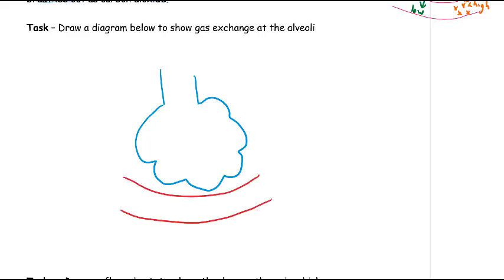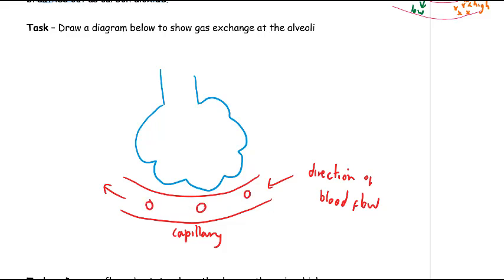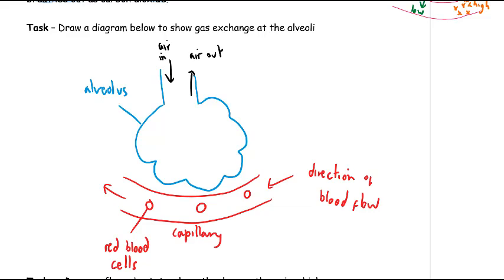Now then, you've got a little diagram. So let's draw this. So that can be the direction of blood flow. This is your capillary. These can be your little red blood cells. This is the alveolus. And this is air in. And this can be air out.